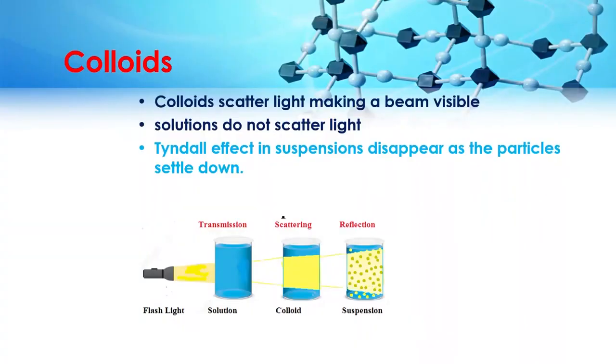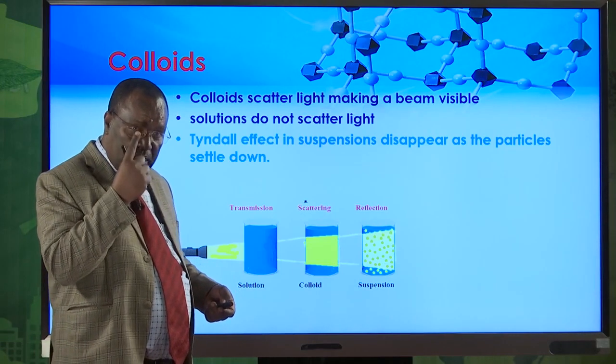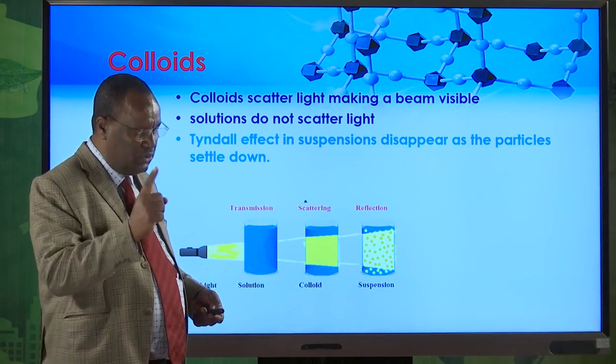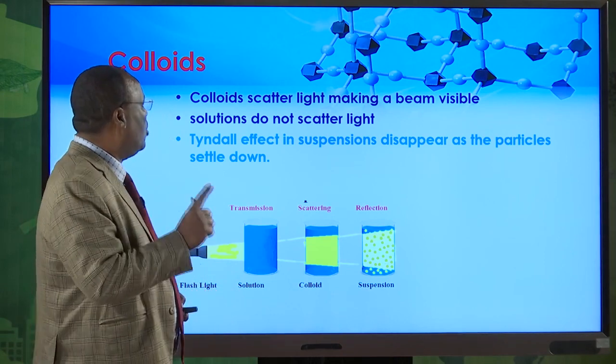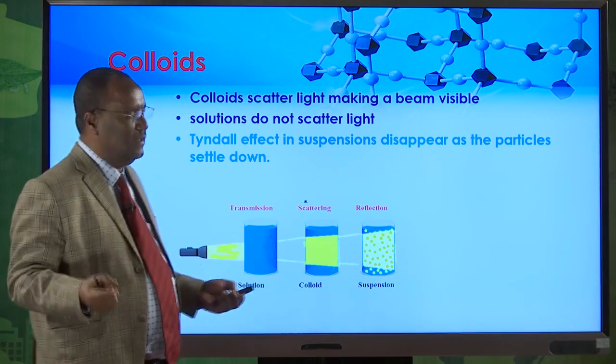Let us see the difference between the three. Flashlight through a solution: the light cannot be visible or cannot be seen. When it passes through colloids, the light is visible. In the case of suspension, the light is absorbed. So you can identify whether the mixture is a solution, suspension, or colloid by passing light through it.